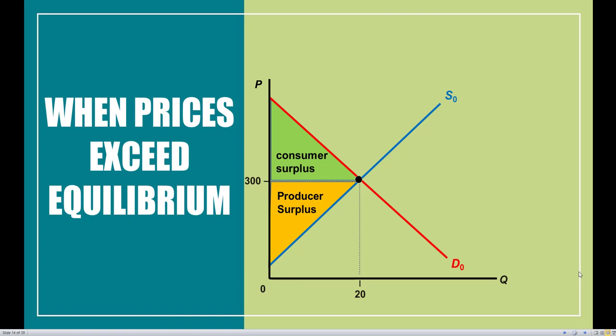So here, just to start us off, once again, we are in equilibrium with a single intersection of supply and demand. We have an equilibrium price of $300. We have an equilibrium quantity of 20, and consumer surplus is the area below the demand curve, above the price. The big triangle on top is consumer surplus. The area below the price, above the supply curve, that is the producer surplus, the triangle on the bottom. So everything is pretty normal, nothing new in this regard.